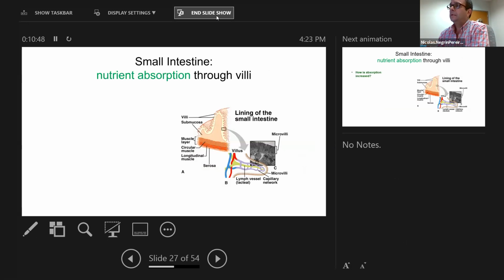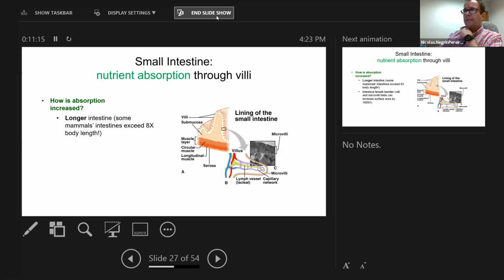Now, let's have a quick look at the small intestine. We can say that it is a region of the digestive tract characterized by great absorption properties, where most of the nutrients are going to be absorbed and utilized by the animal. And it's very interesting how animals actually increase their absorption capacity.